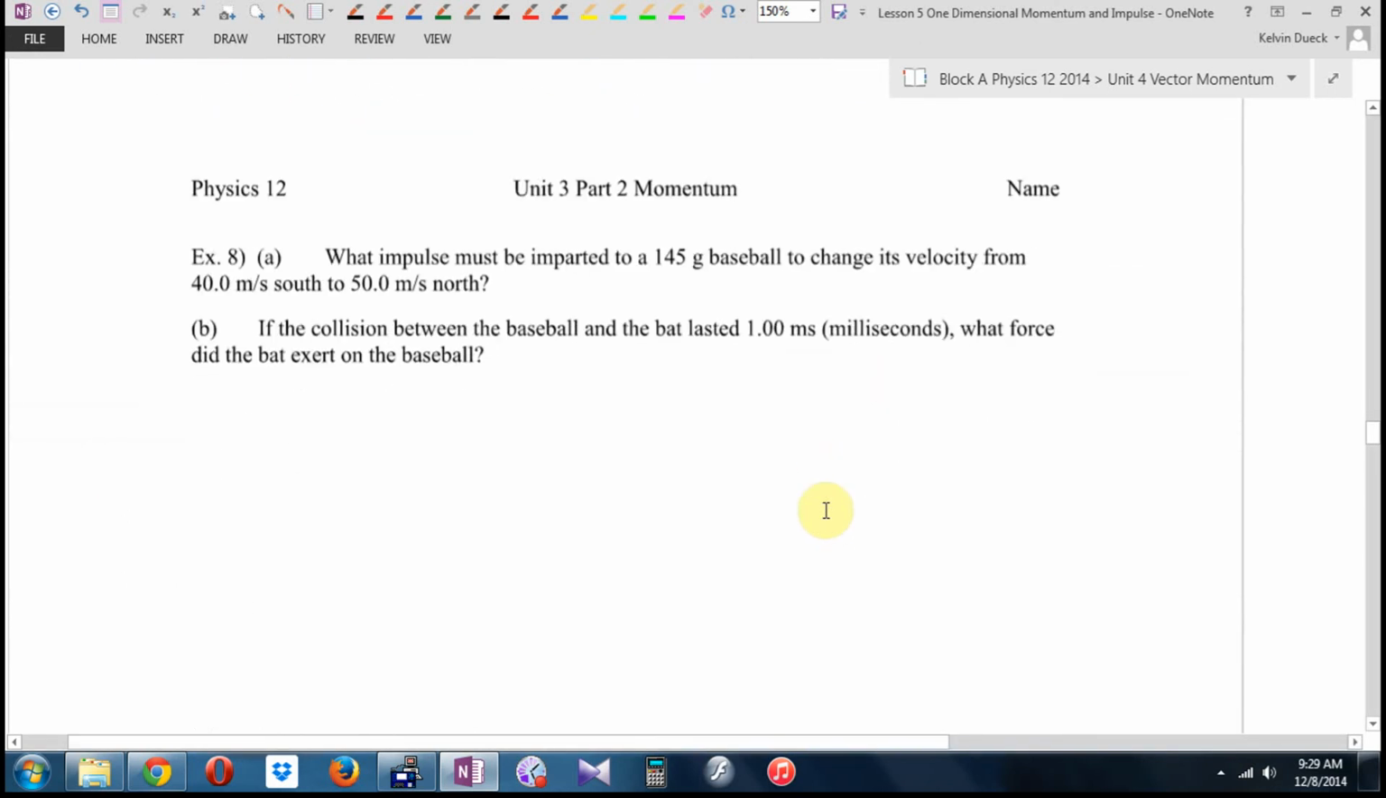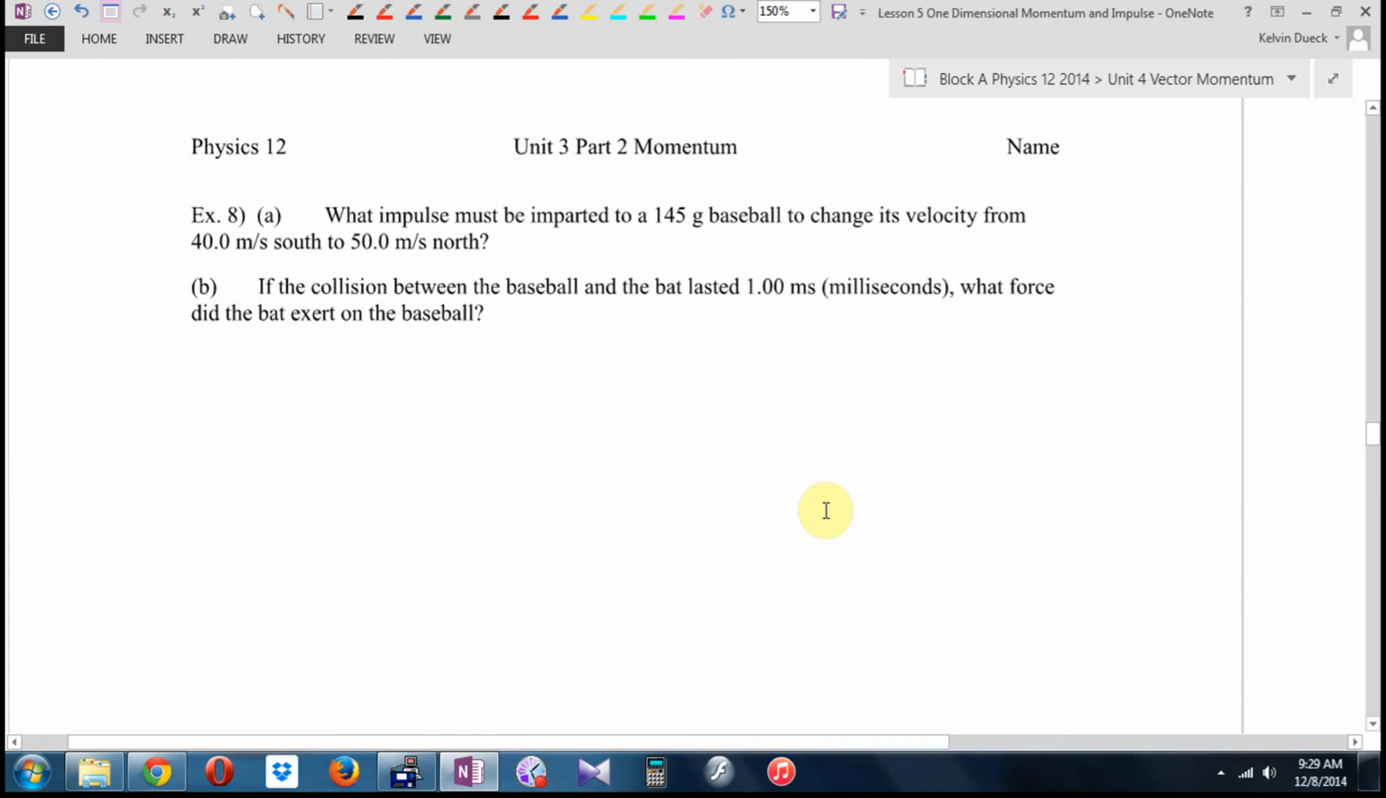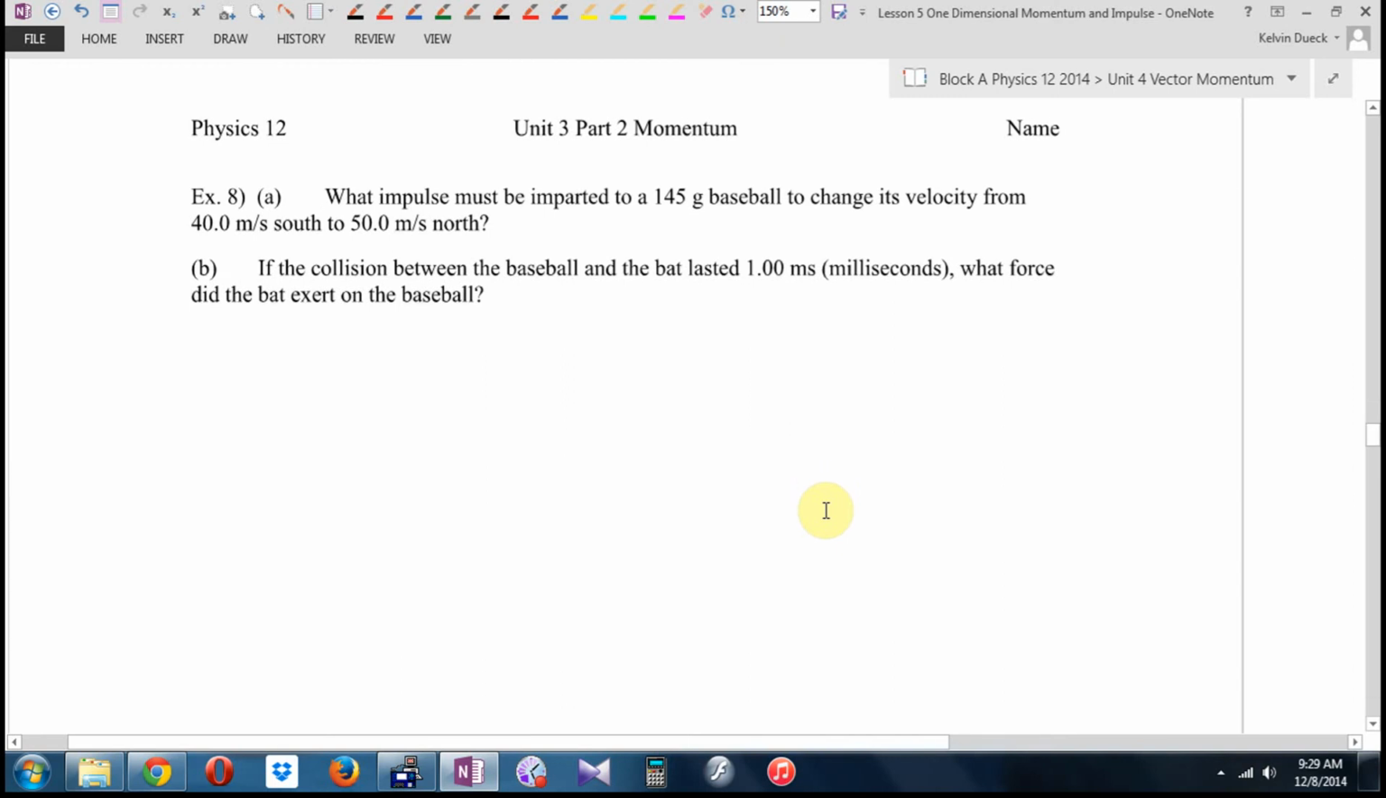Next page. Example 8, part A. What impulse must be imparted to a 145-gram baseball to change its velocity from 40 meters per second south to 50 meters per second north? Sam, what's this question asking me to find? Second word.